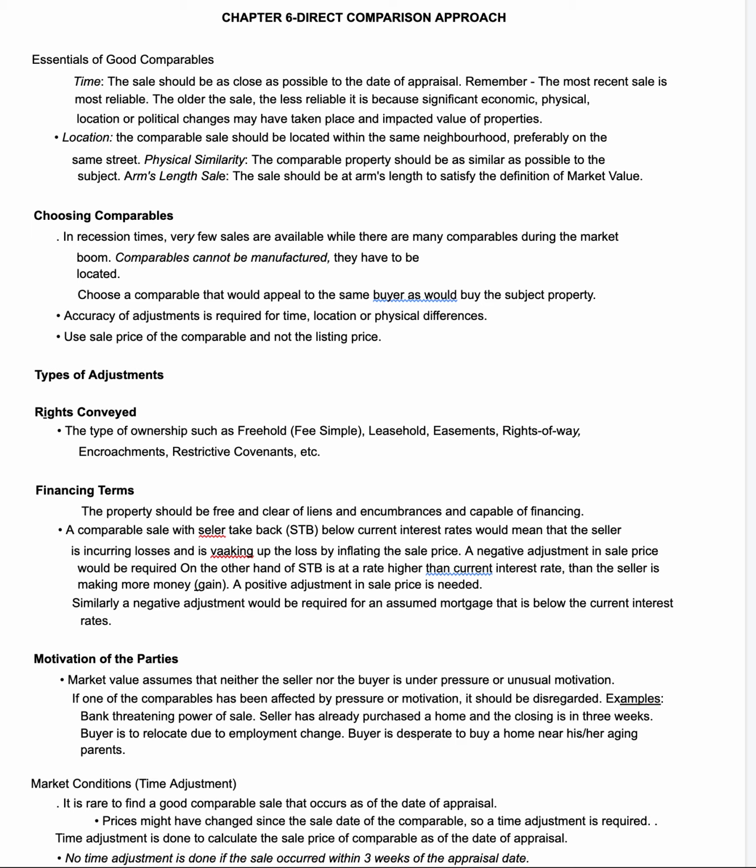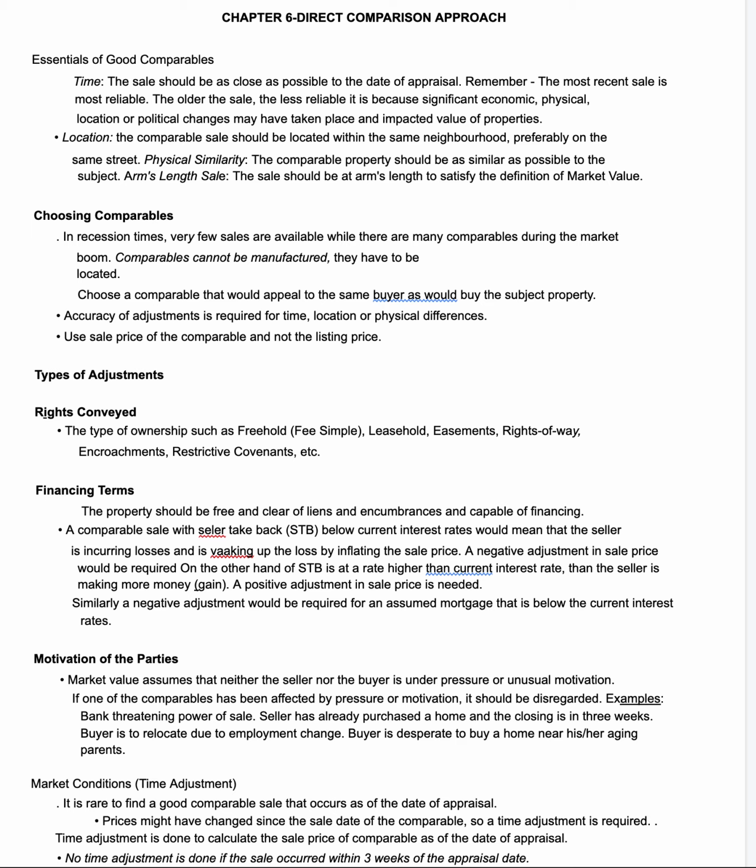There are two locational differences that can occur. The comparable may actually be located within a different neighborhood from the subject, or the comparable may be situated within the same neighborhood but affected by different influences, such as the subject may back onto a park, or may be on a busy street. Physical characteristics. Chances are that there will be physical differences between the comparable sales and the subject.